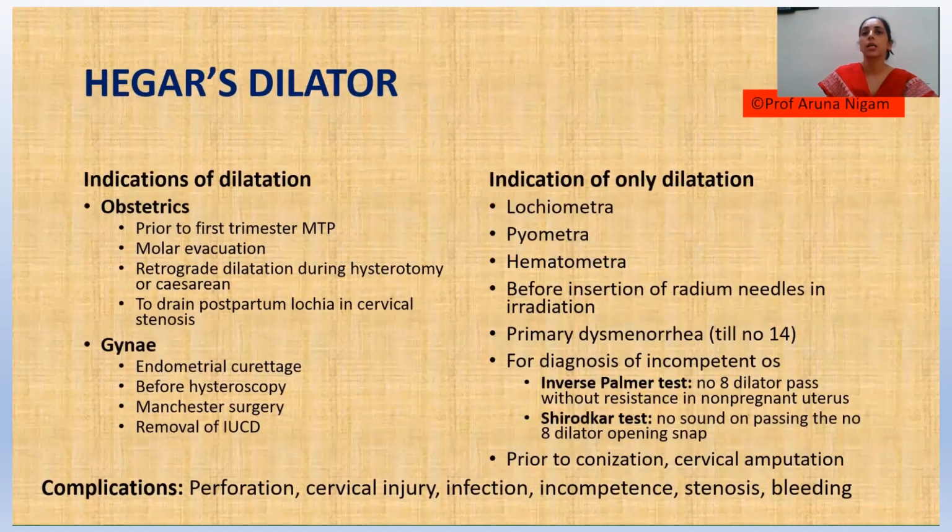The other thing is, the common question being asked in the exam is, what are the indications of dilatation of the cervix? So as I told you in previous lectures also, always divide the indications into obstetrical indications and gynecological indications. In obstetrical indications: prior to first trimester medical termination of pregnancy, molar evacuation, retrograde dilatation during hysterotomy, and to treat postpartum lochiometra and cervical stenosis, right?